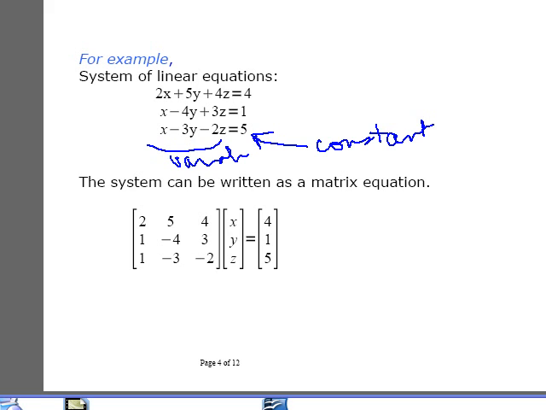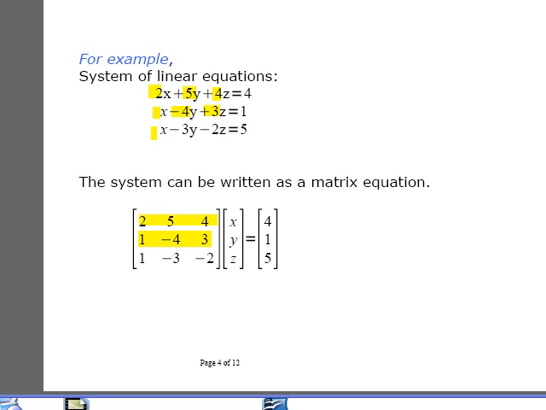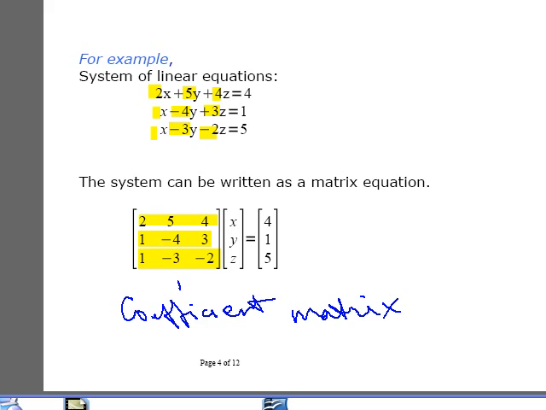All the coefficients, let me highlight them. So here are the coefficients. There's a 2 here, a 5, and a 4. You pull those off and you put them as, if this is equation 1, this becomes row 1 in your matrix. Then I go to the next line. There's an invisible 1 here, then there's a minus 4 and a plus 3. Those make up the second row. Third row has a 1, a minus 3, and a minus 2, and there's the third row of this first matrix, and this matrix is called a coefficient matrix, or matrix of coefficients.